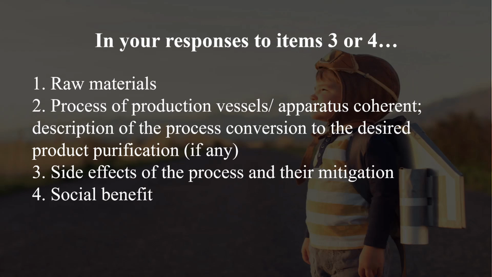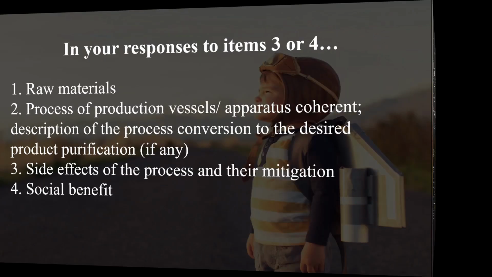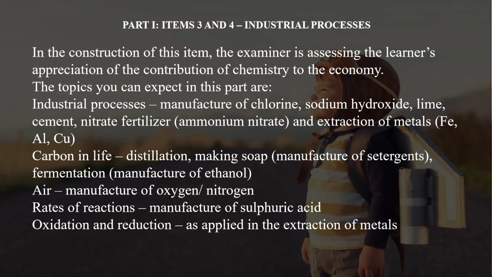You're not going to answer both of the items, but you're going to choose one from section B part 1. Either item 3 or item 4, the one that you can approach. Yes. Now, in the construction of this item, the examiner is assessing your appreciation of chemistry to the contribution of the economy. So in this item 3 or item 4, the items will be gotten from the first element of construct, which says the learner appreciates the contribution of chemistry to the economy of the country.